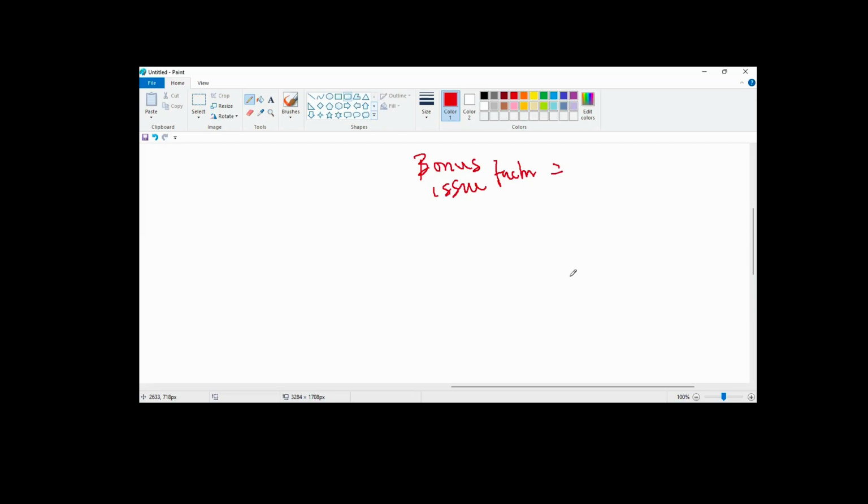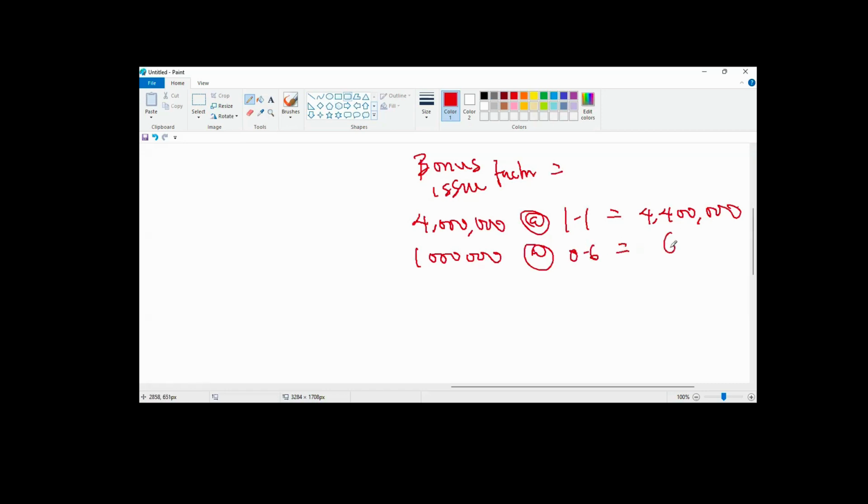Now, the work we have done is at individual level. I can do it at a company level. We have 4 million shares at market price 1.1. In case they do not give me conditions, they just give me the right issue of 1 million shares, which is 400. This is at company level, at 600,000. This will give me 5 million.